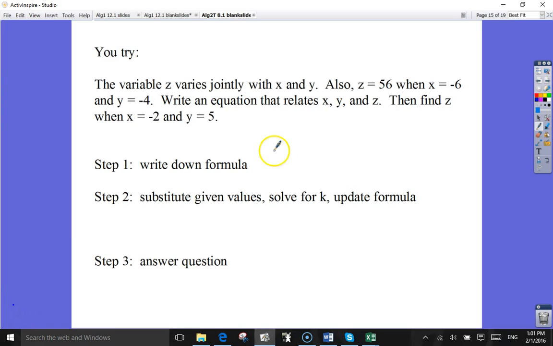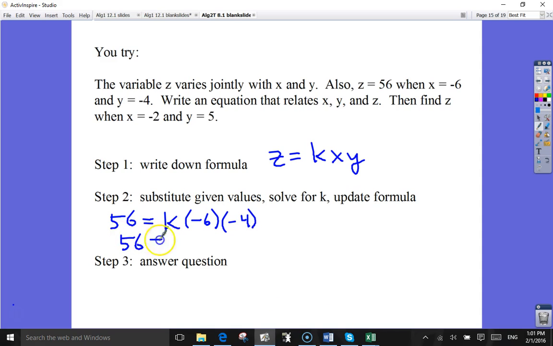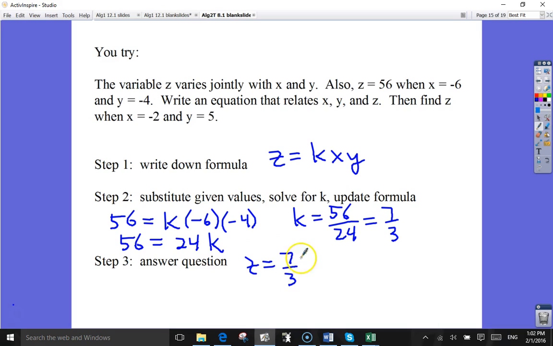So it's a joint variation, so I'm going to write down Z equals KXY. Substitute. Z is 56 when X equals negative 6 and Y is negative 4. So 56 equals positive 24K. So K equals 56 over 24, which is 7/3. And then I can fill in my formula. Z equals 7/3 XY. And then answer the question.